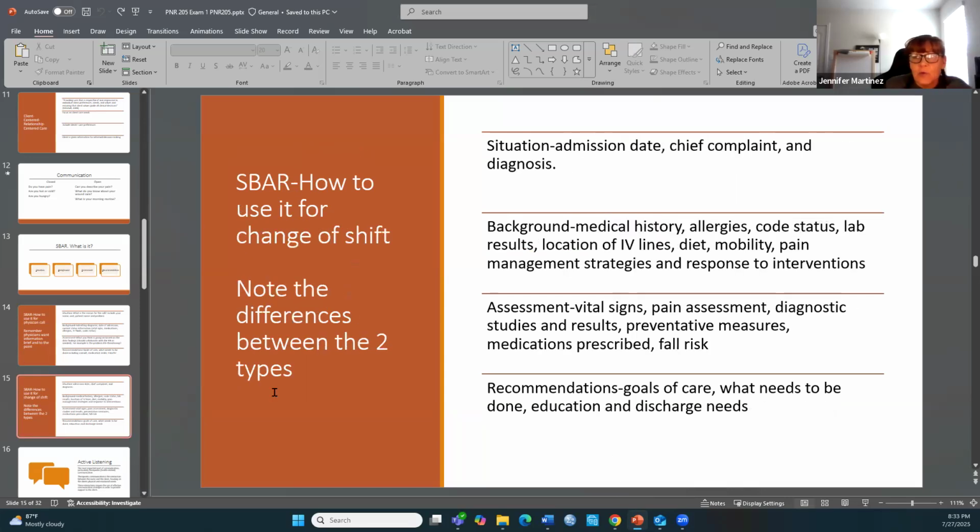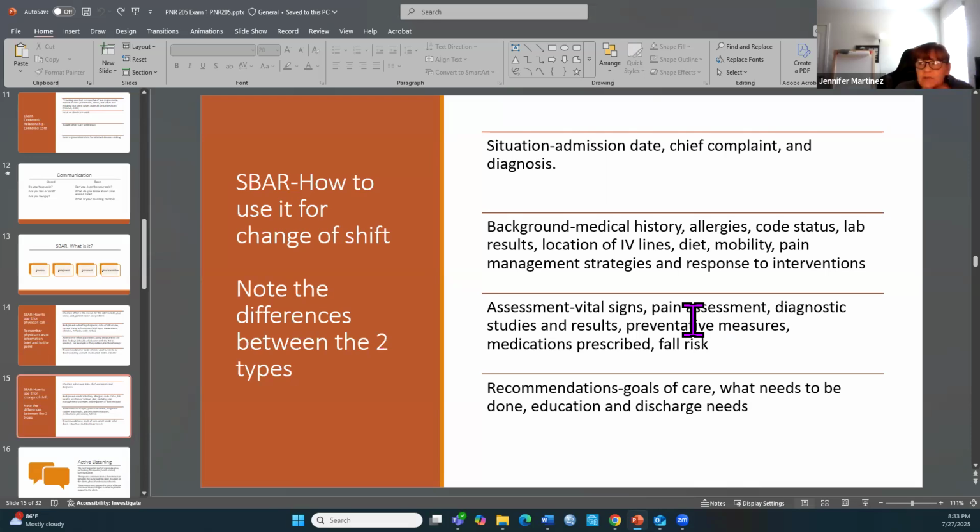So when we use SBAR for change of shift, it's going to be a little bit different. And I'm going to say too, with SBAR, it's going to be different depending on where you're working, because if I used SBAR where I work, a change of shift report would probably take us an hour and a half. In a hospital setting, this is very effective.